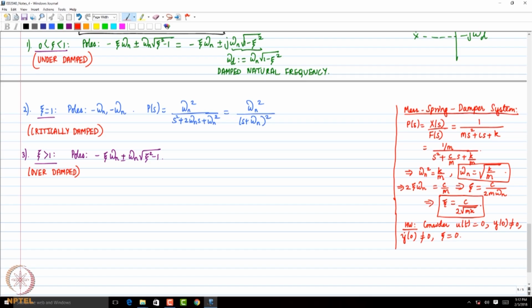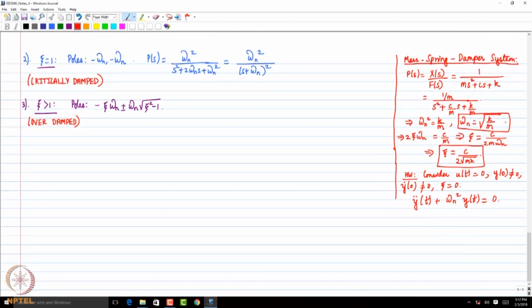Okay. So what is the system that we are dealing with? Y double dot t plus omega n square y of t equals 0. Apply the Laplace transform. Of course, now we need to be a bit careful, right, because the initial conditions are not 0. And calculate the free response. Then you will immediately get the answer, right?